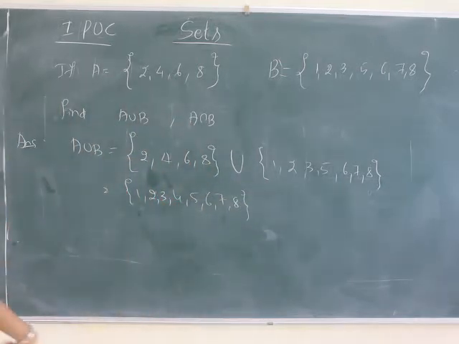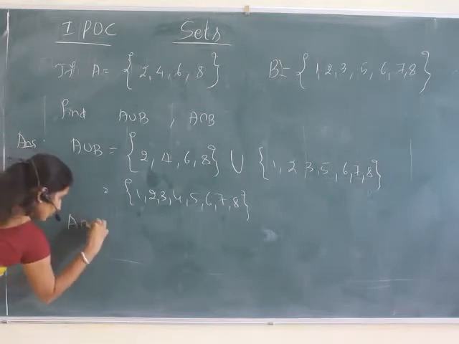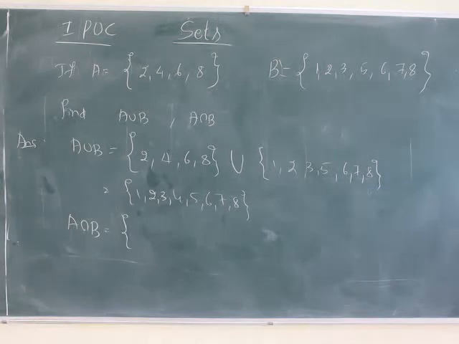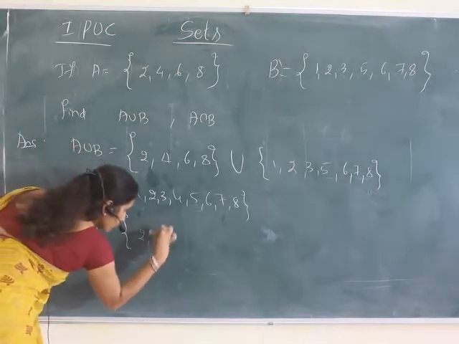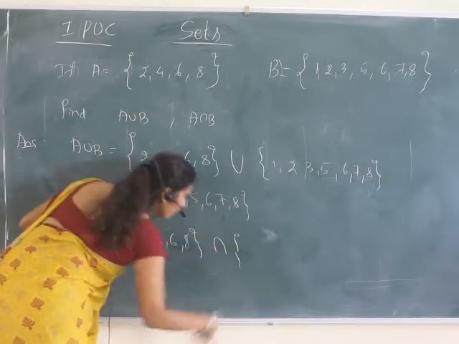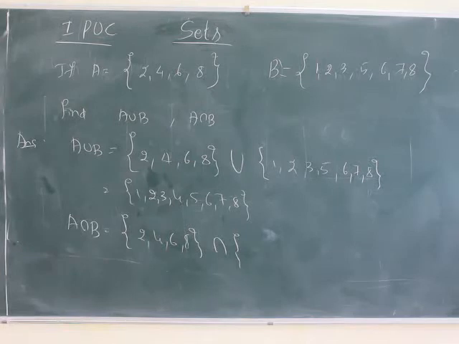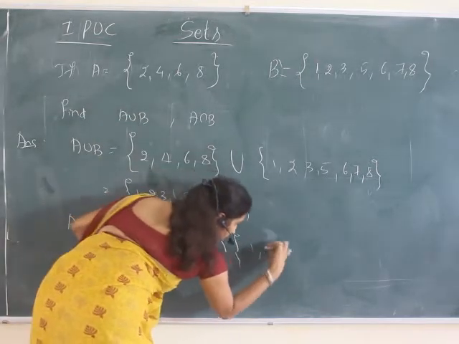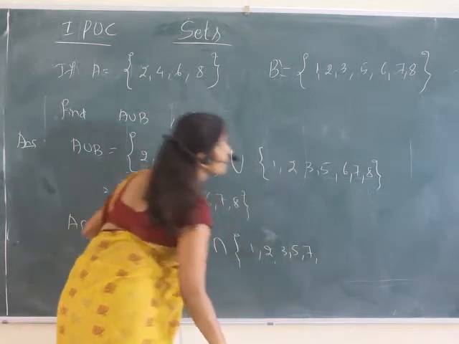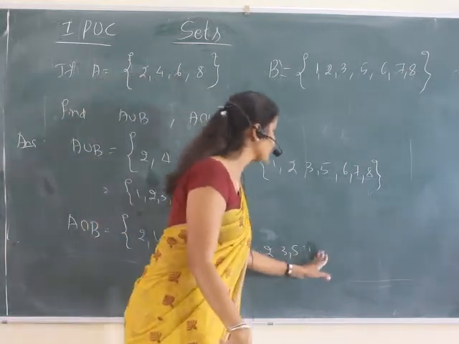Next is intersection. What is A intersection B? Here also, if you know properly, you can write directly. Otherwise, what you can do is write the sets separately, intersection with the other one: 7 5 6.